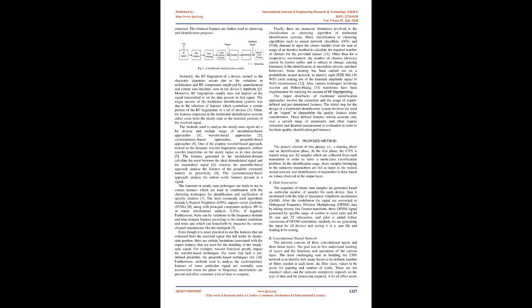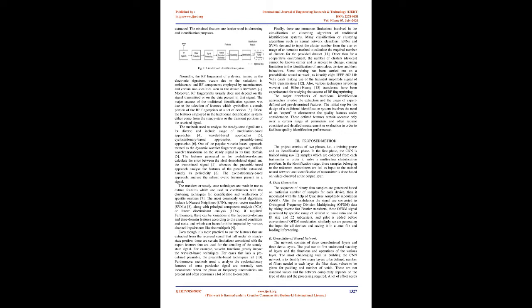The stages involved in the signal processing phase mostly deal with the features that need to be extracted in the next stage and primarily include demodulation and filtering. Once all the necessary processing is done, all the data is brought onto the feature extraction stage, where predetermined features are extracted. The obtained features are further used in clustering and identification purposes. Fig. 1, a traditional identification system.